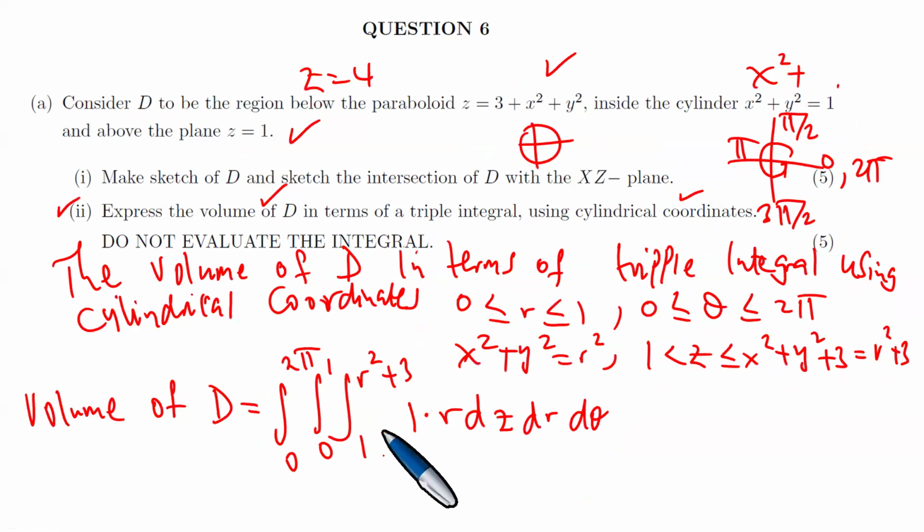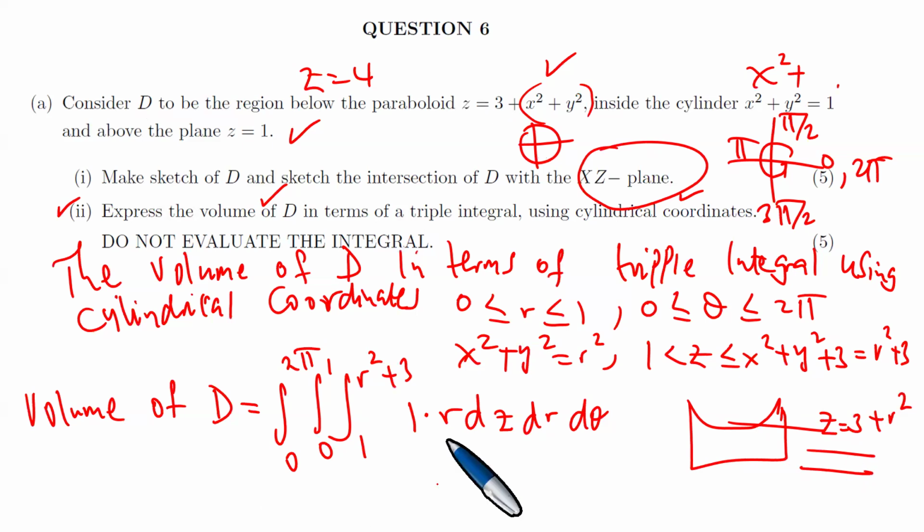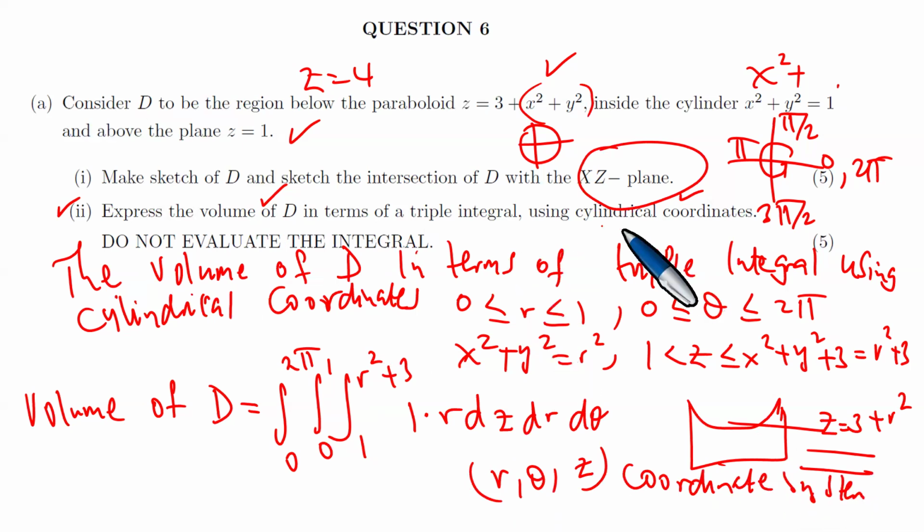So that is why this is going to start from the z in the cylindrical coordinate system. We are yet to discuss these coordinate systems in detail, but we're starting from 1 to any part of the paraboloid, looking at the xz plane. Right, and this here is z equal to the paraboloid, z equals x squared plus y squared plus 3, however, x squared plus y squared is r squared there. Okay, and this we don't need to evaluate, so it is actually the answer. Do not evaluate the integral, just find it. Express the volume D in terms of the triple integral using cylindrical coordinates, which is the r theta z coordinate system. The r theta z coordinate system is what you call the cylindrical coordinate system.